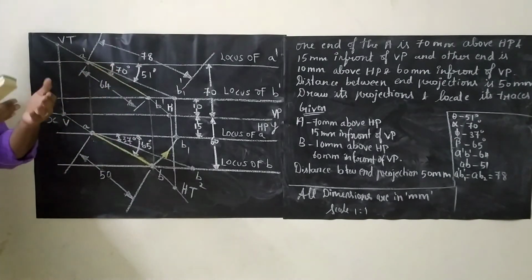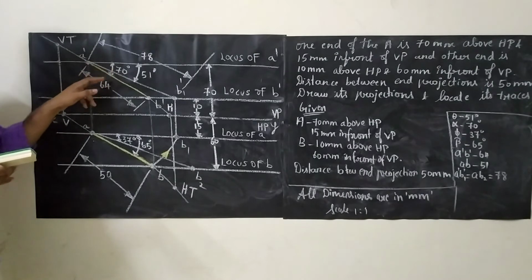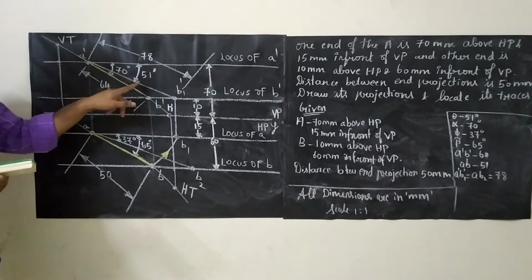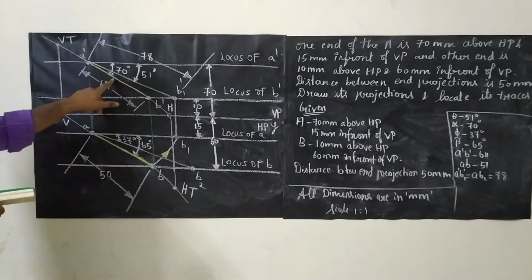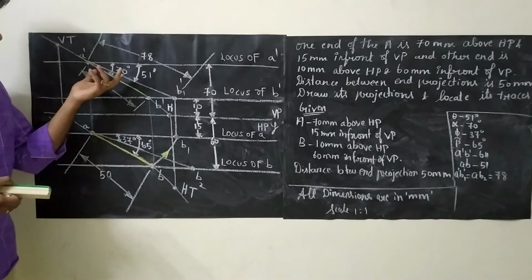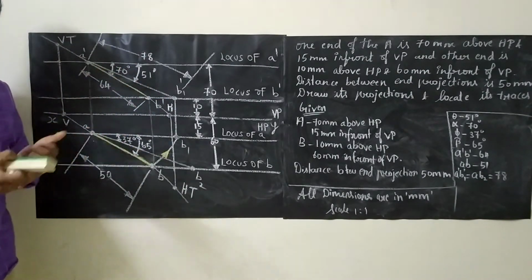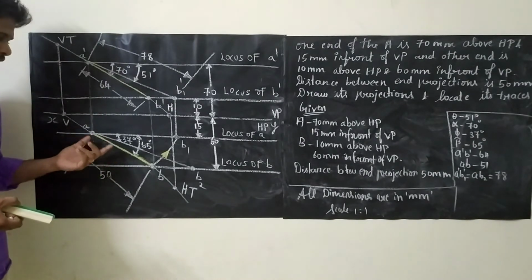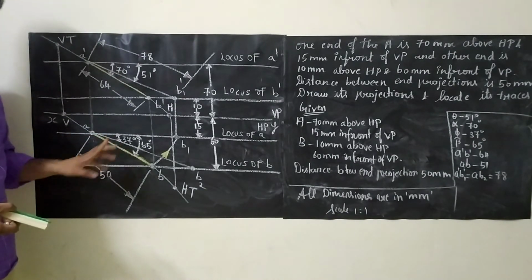Just keep your protractor and measure whatever angle. This angle is for your true length and this angle is for your top view. So whatever angle you are getting, you just mark it, and the same thing holds good here also. Keep your protractor upside down, measure the angle and write as I have shown here.